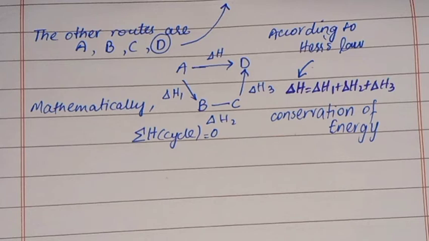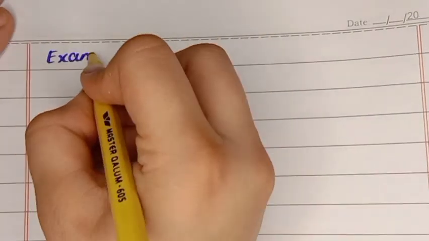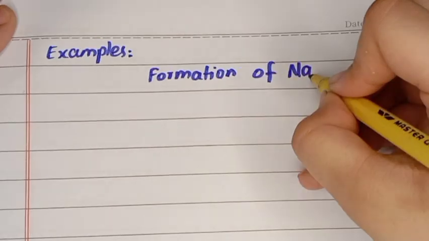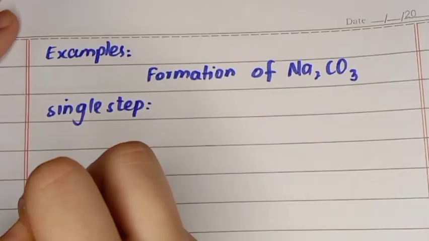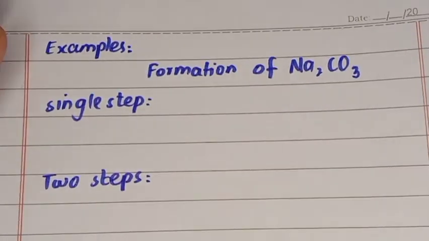An indirect determination of an enthalpy change uses an enthalpy cycle, which is based on Hess's law. This method is used when the reaction is very difficult to carry out and related reactions can be measured more easily. So here's an example of the formation of Na2CO3. In the single step process, the reaction will be 2NaOH in aqueous form plus CO2 in gaseous form, which is converted into Na2CO3 in aqueous form plus H2O in liquid form, and the delta H is minus 89.08 kilojoules.